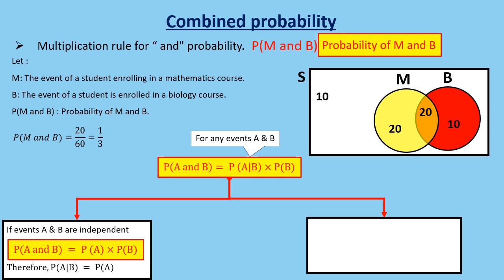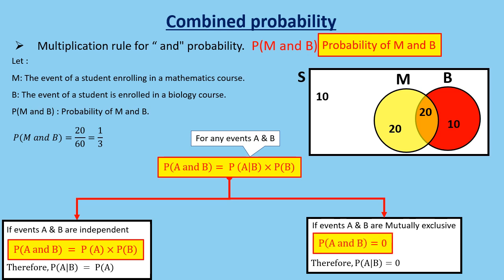The other case is when events A and B are mutually exclusive. In this case, event A and event B cannot happen at the same time, so the probability of event A happening if event B has already happened is 0. As a result, the probability of A and B for mutually exclusive events will be equal to 0. Also, we can rearrange the AND rule to calculate the probability of A given B, which is equal to the probability of A and B divided by the probability of B.